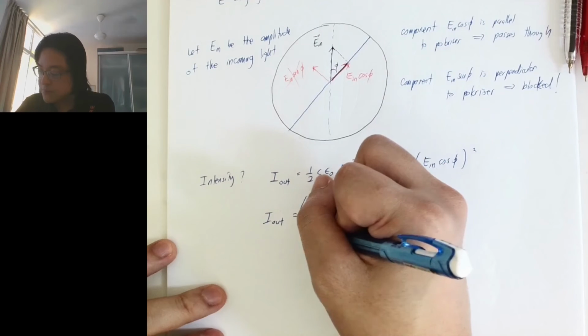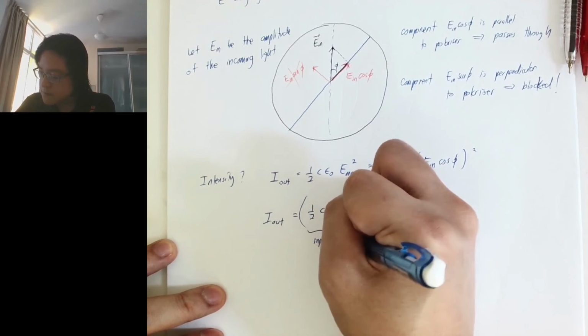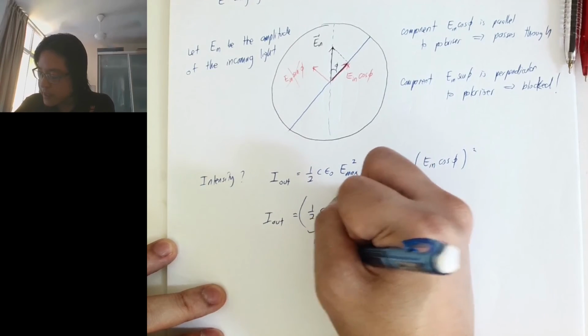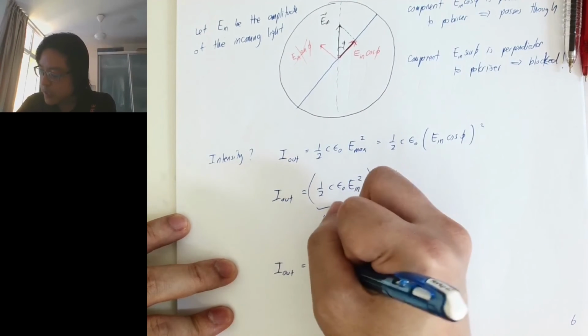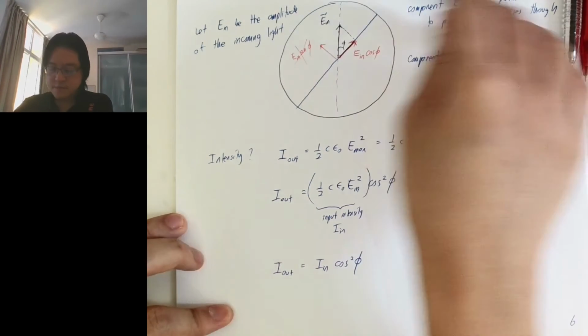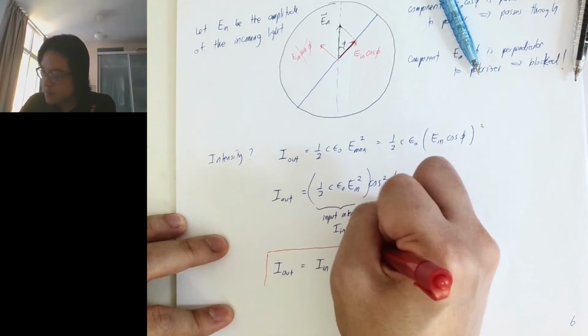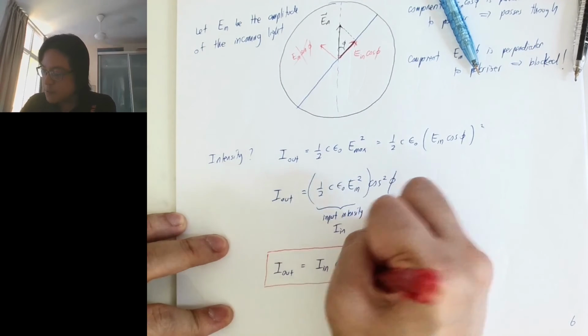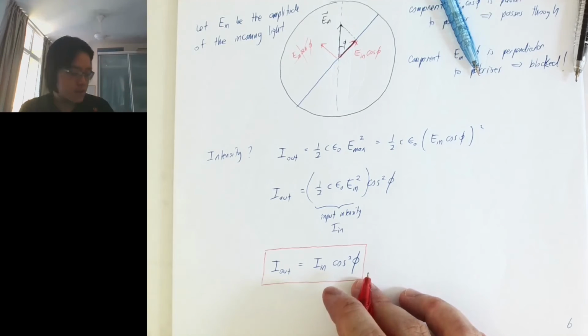So this is the input intensity, which we call I in. And the equation that we derive here is that the output intensity is just I in cos squared phi. So this is the equation for what happens to the intensity when you shine polarized light onto a polarizer.